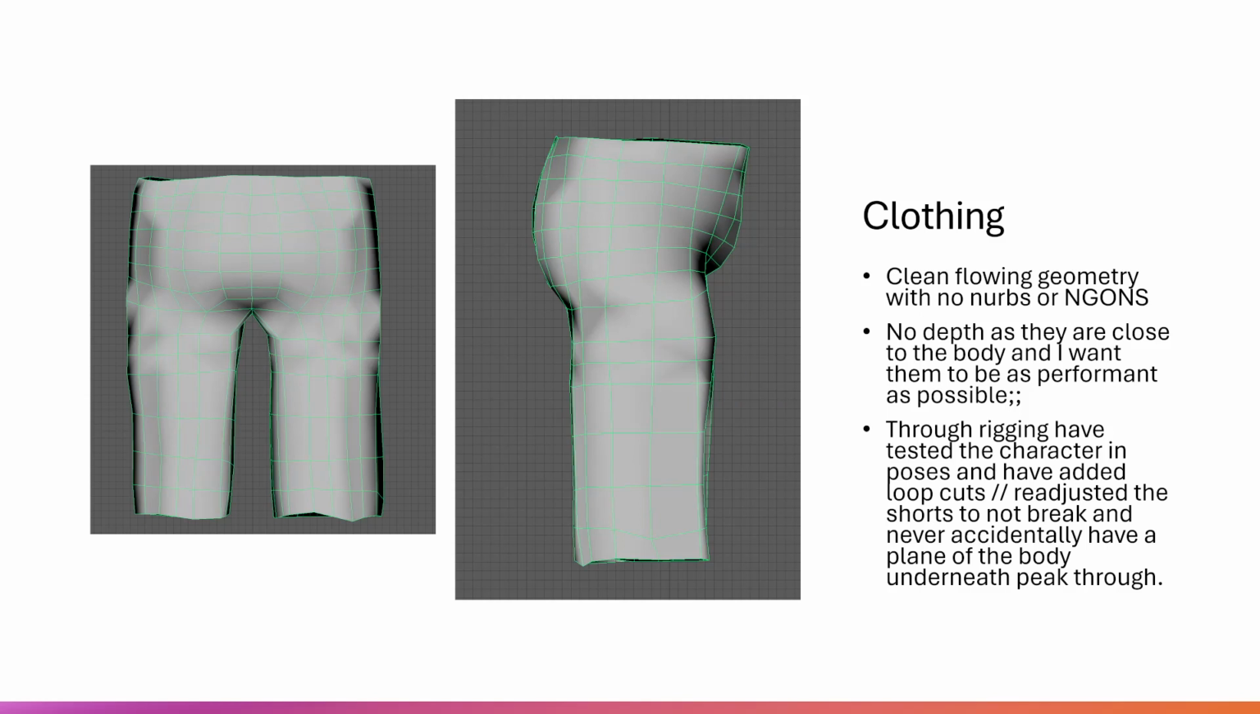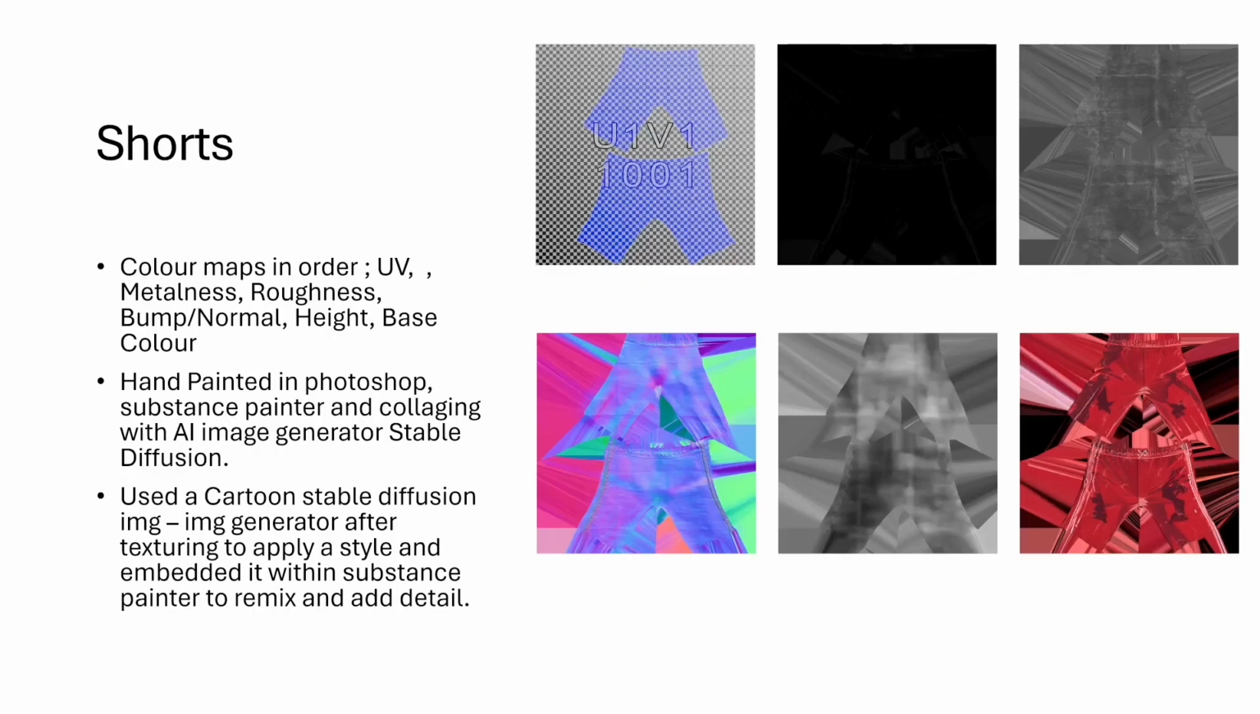So here I've maintained sort of similar workflows and lots of things that I've learned on how to flow geometry and how to, like, this loop here and sort of how I've split this. I've really just learned how to turn one edge into two and, sorry, I'm not making any sense. But these are my shorts. So these are the UV maps. And then in order, I have metalness, roughness, the bump normal map, the height, and the base color.